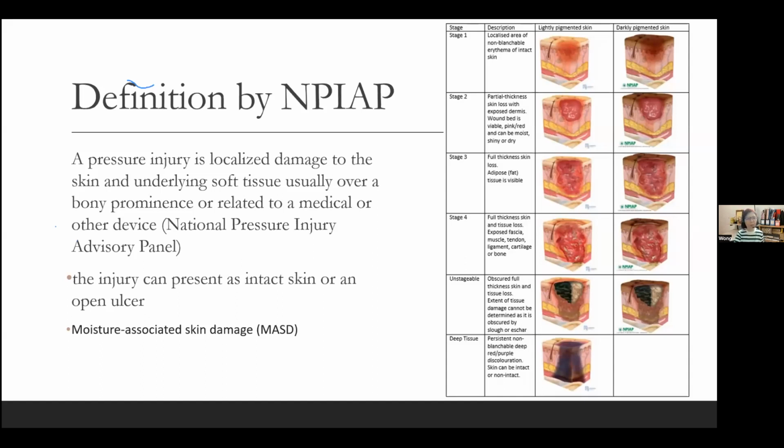And not forgetting also pressure ulcer. A lot of the time it is not directly due to pressure, it is actually due to moisture-associated skin damage. It can be urine, feces, wound fluid, or any other fluid that is associated with the area.